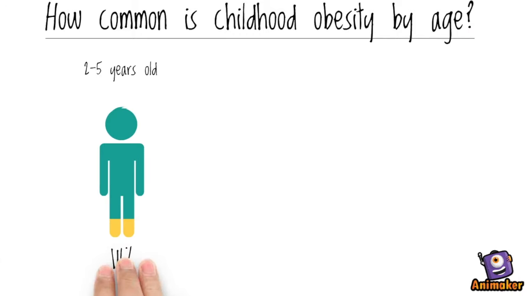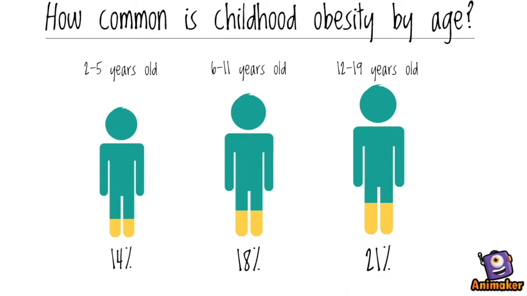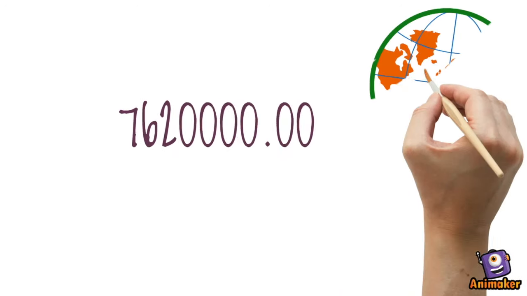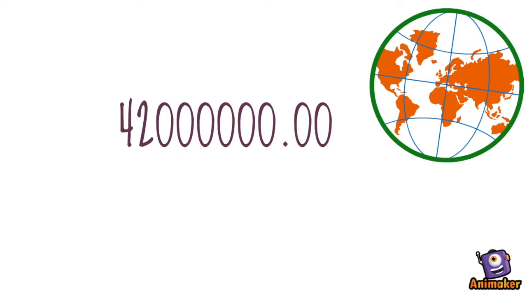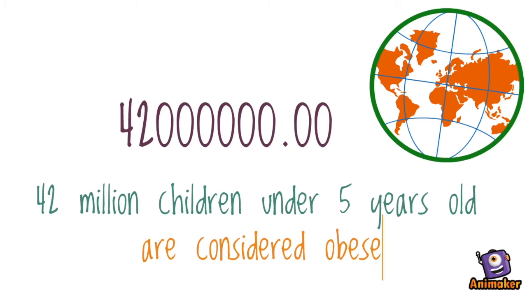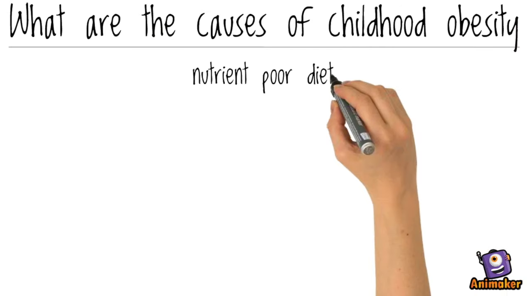So how common is childhood obesity? The obesity prevalence was found to be 14% among children 2 to 5 years old, 18% among children 6 to 11 years old, and 21% among children 12 to 19 years old. Globally, in 2016, the number of overweight children under the age of 5 was estimated to be 42 million. Almost half of all obese children under 5 years old lived in Asia, and 1/4 was reported to live in Africa.